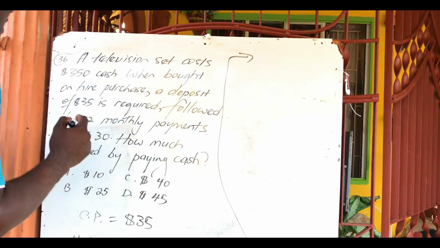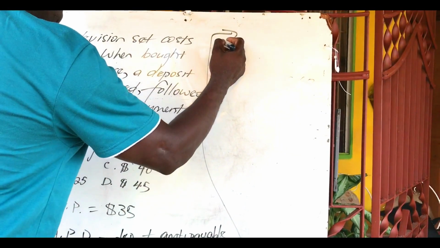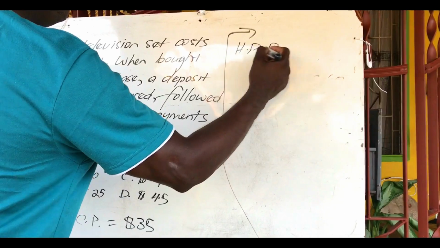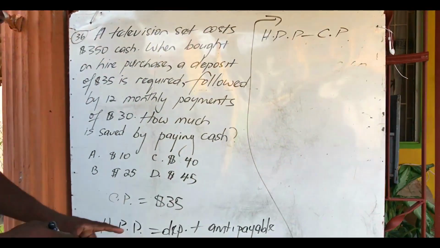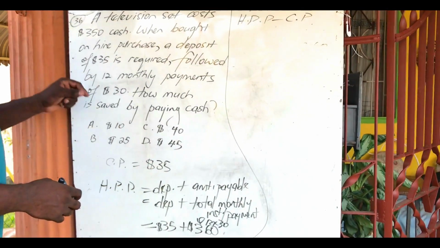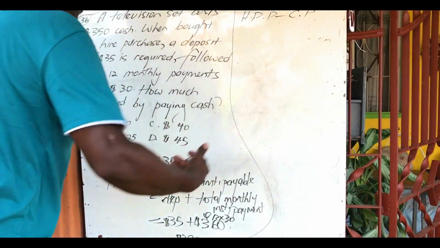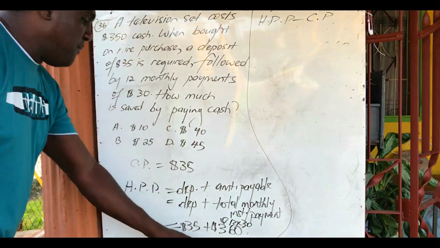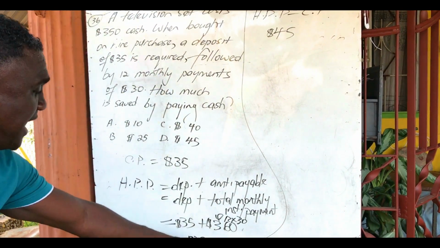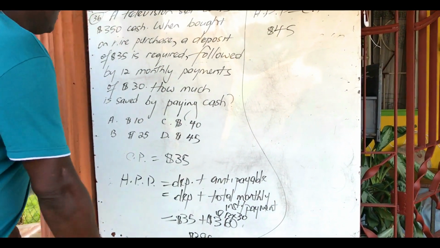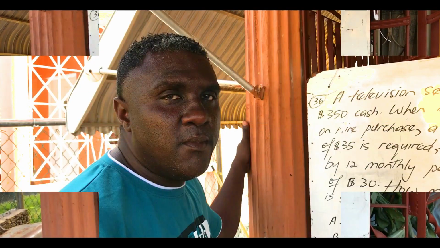So how much is saved? The amount saved is the difference between the hire purchase price and the cash price. So you take the cash price, which is, sorry, $350, from the $395. You don't have to write it down. When I take $50 from $95, I actually get $45, because $395 minus $350, so it's $95 minus $50 is $45. So right here we circle 45.